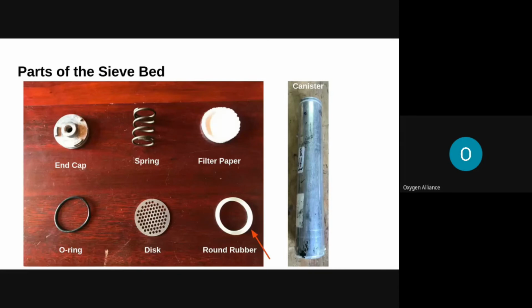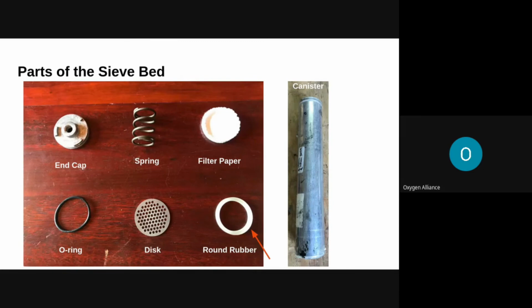Another functionality of that disc is that it allows air to pass through. As you can see, it has some holes, and it also holds the filter paper intact. And then it also keeps the zeolite compacted. So after putting in the spring, we put the cap.